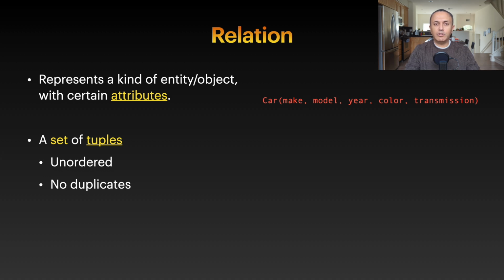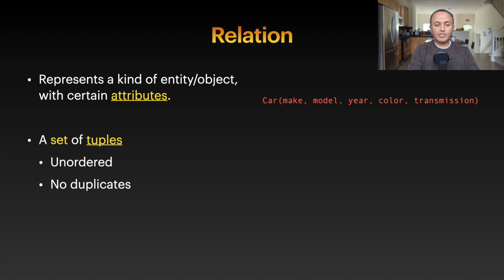This is what the relational model says. As I said, there are differences between the relational model as a theory and how database systems are implemented. In database systems, they usually allow duplicates, and the order can be significant. But in the abstract relational model, this is the case.